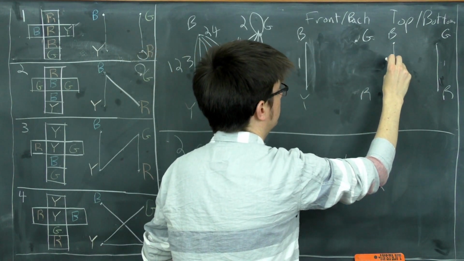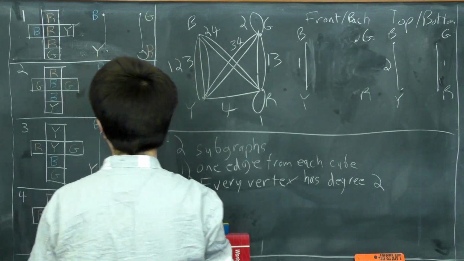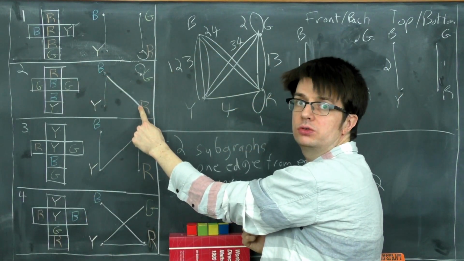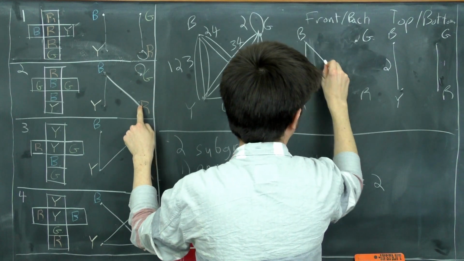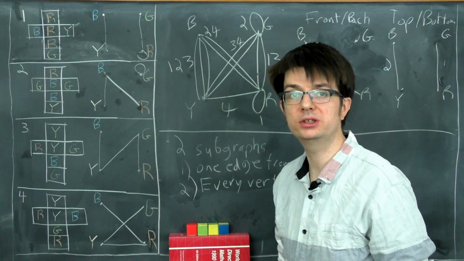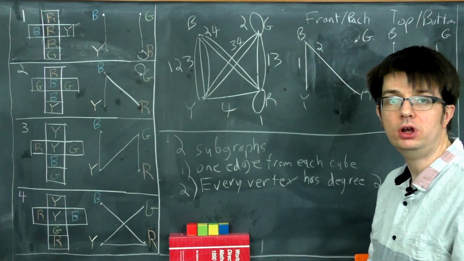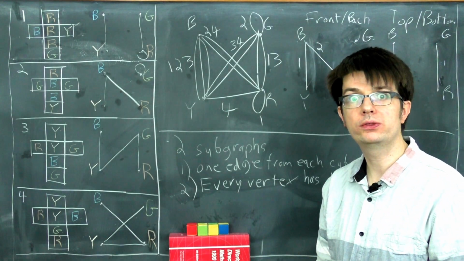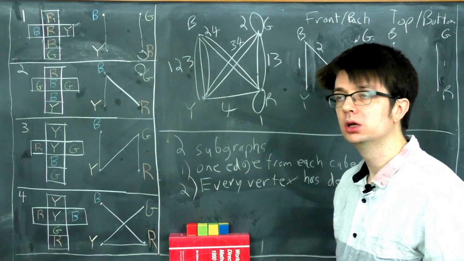It had to go over here, which means the other edge I have to use from cube 2 is between blue and red, so that's going to be here. 2. Right? And so now we just keep going. We've got half of this graph worked out. Let's figure out what the rest of the graph could possibly be.